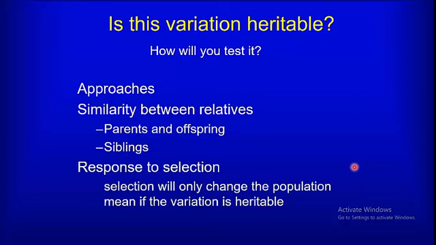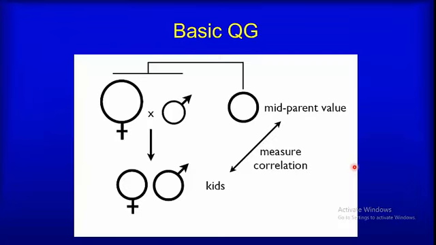For a strong response to selection to happen, this variation has to be heritable. So how do you measure it? You take whatever trait you are considering, and you measure it in both the male parent and the female parent. Obviously, you are going to get 2 values. So you take the arithmetic average of that, and that is what is called the mid-parent value.